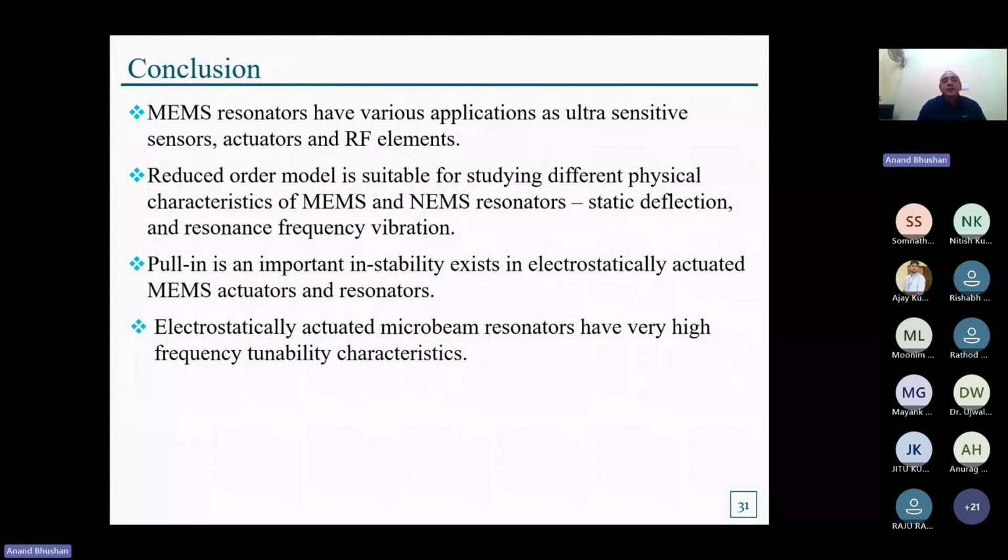Next is pull-in. Pull-in is an important instability that exists in electrostatically actuated MEMS actuators and resonators, and it limits the function of the MEMS resonator. And finally, electrostatically actuated microbeam resonators have very high frequency tunability characteristics, meaning that by varying the DC voltage, we can change the natural frequency of a microbeam resonator.